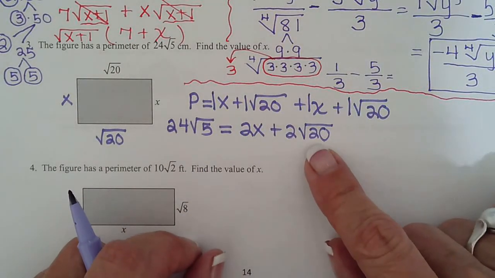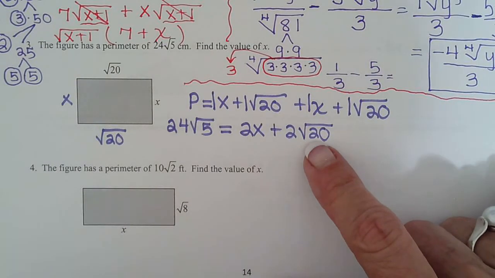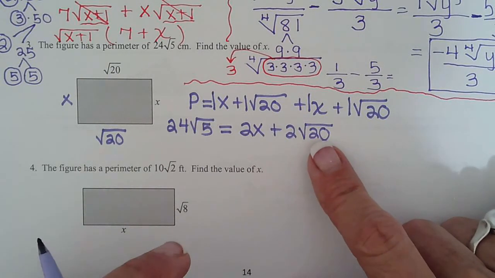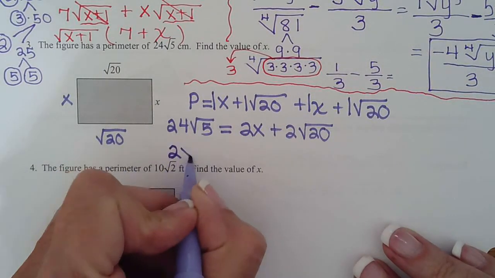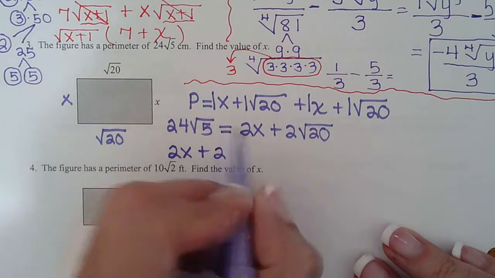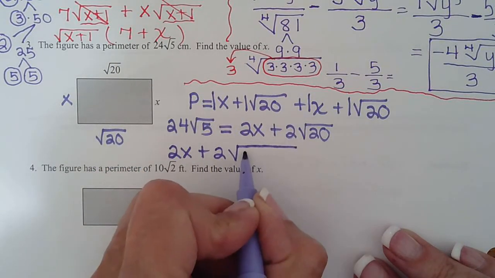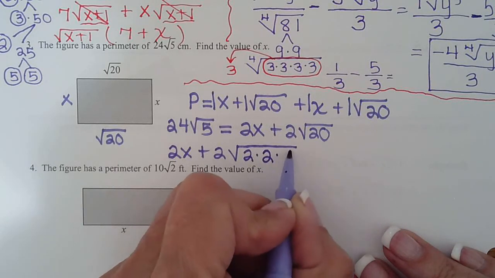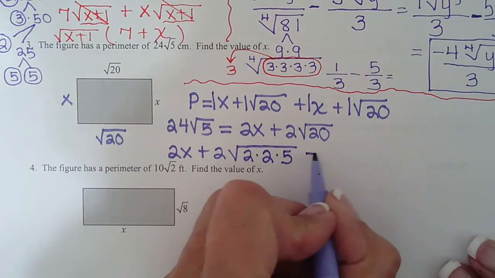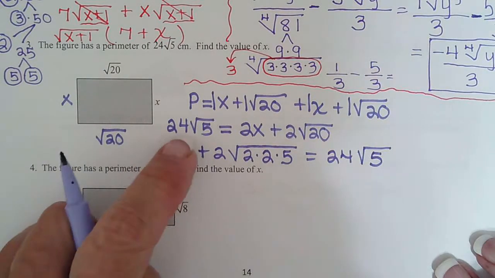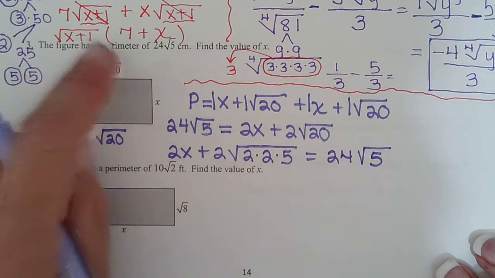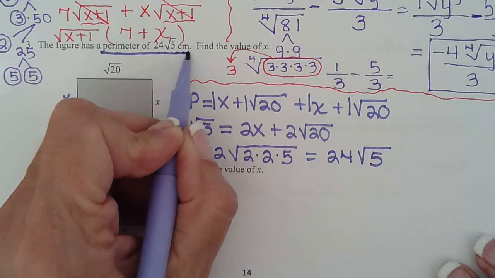So what you should notice, hopefully, is that this is not simplified. 20 is 4 and 5, which is 2 2's and a 5. So we need to rewrite that as 2 2's and a 5. I like my x on the left, so I'm going to flip over at this point. So 2x plus 2, and then we're going to break down the 20 as 2, 2, and 5, and then set it equal to 24 radical 5. And again, I put that 24 radical 5 in because they told us what the perimeter was, so I put it right there.